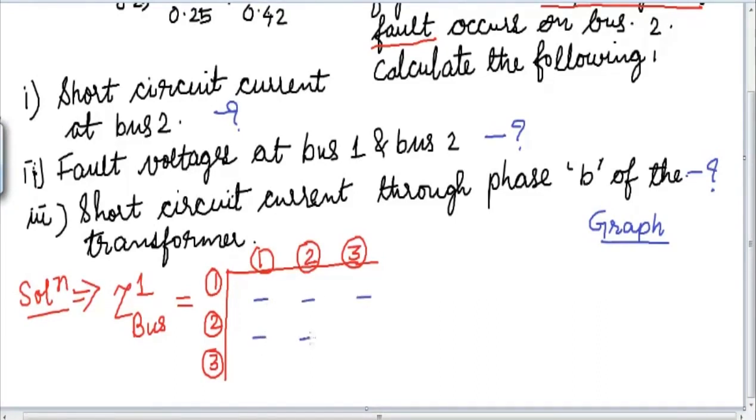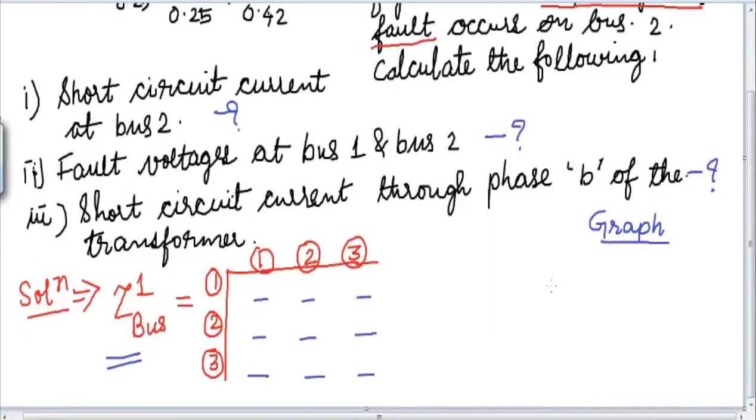Once you have all these values available with you, then you can apply the formula, and by applying the formula you can calculate the short circuit current, fault voltages at bus 1 and bus 2, as well as the short circuit current through phase B of the transformer element. But the thing is, first you have to find out the ZBus 1. How will you find the ZBus 1? For finding this ZBus 1, you will first need to draw the graph. So let me draw the graph here.